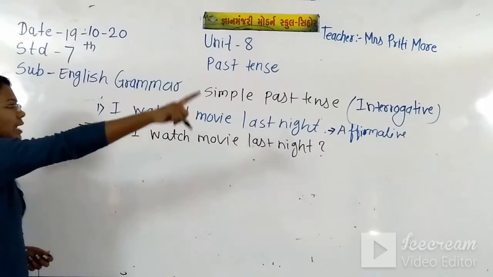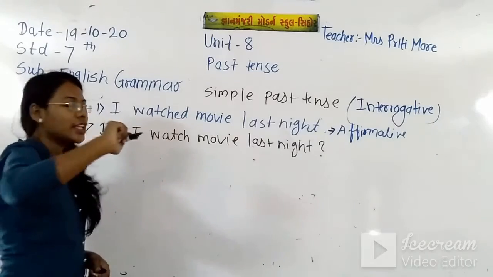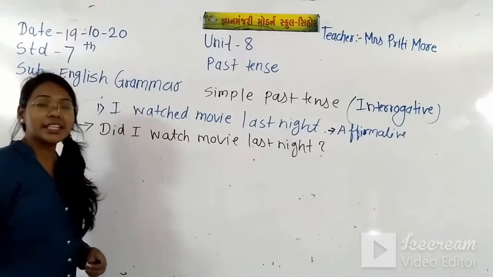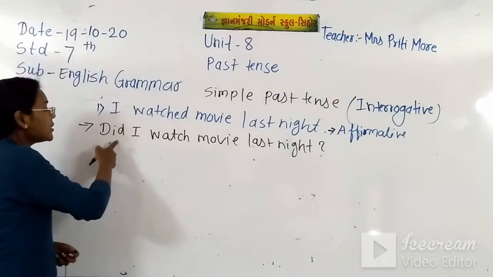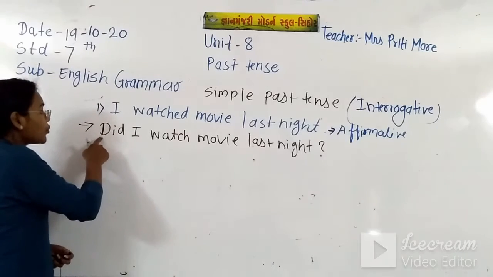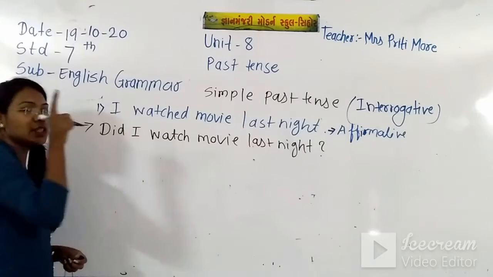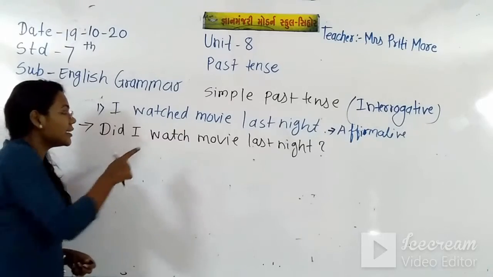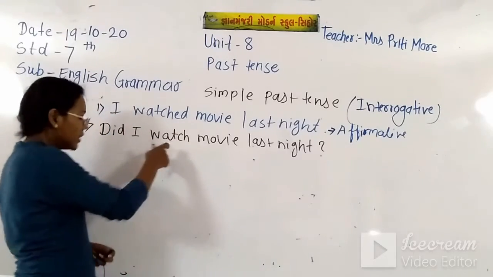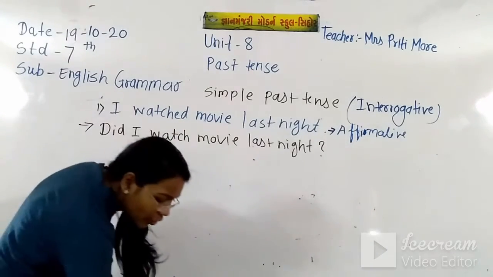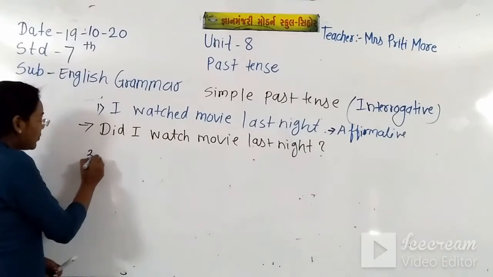I watched movie last night. मैंने रात को मूवी देखी. मैंने रात को मूवी देखी क्या? So we have to take did first, and when we use did in the sentence, that time V2 becomes V1.